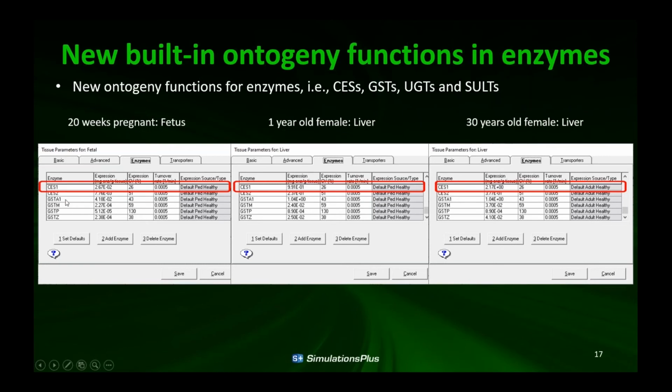You can also find in this table, because of limited space we couldn't show all the enzymes, there are also some different enzymes whose expression changes with age. You can find that for the GSTP enzyme, the expression does increase during pregnancy, and after 1 year old, the expression level is already the same as the adult level. So the ontogeny function for all the different enzymes has been incorporated in the program.